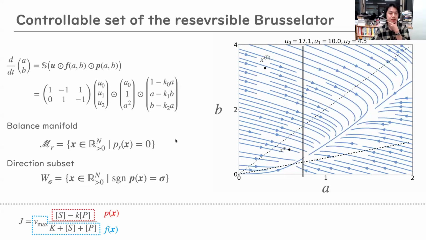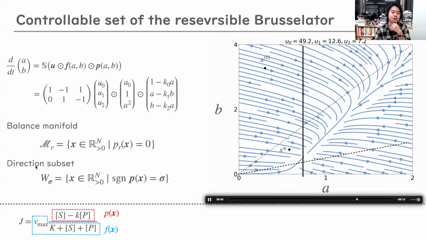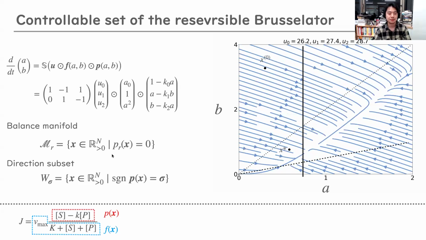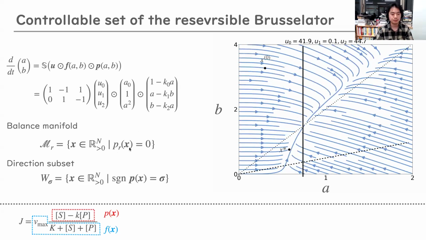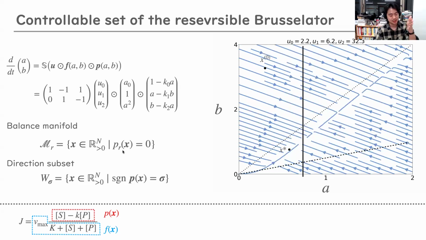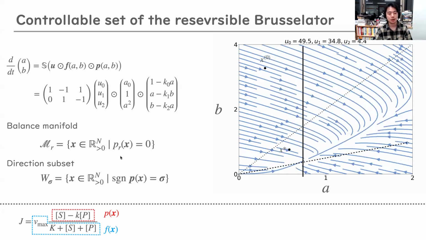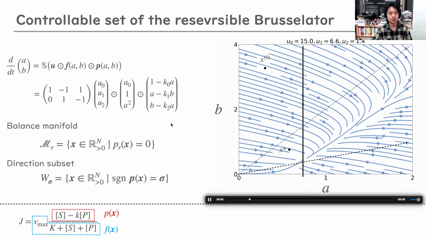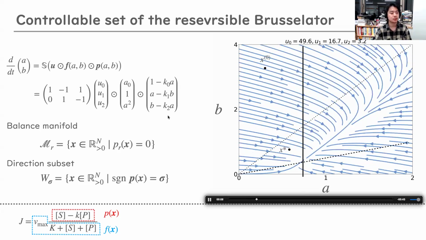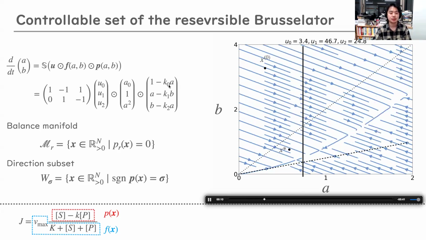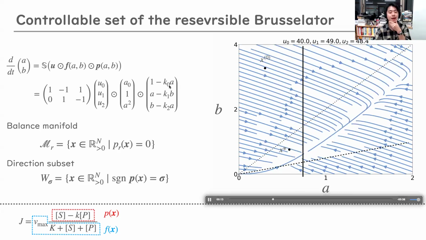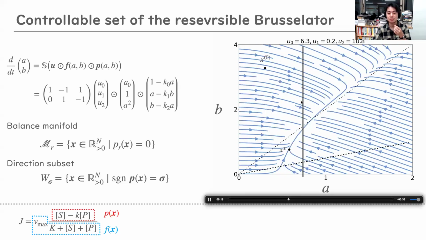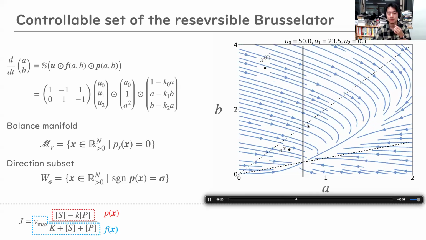So to check the controllability, we introduced the balance manifold and the direction subset. The balance manifold is the zero set of each thermodynamic part function. So it's a subset on which the reaction is at equilibrium. Then I think the balanced manifold of the first reaction is easy to describe. The first reaction is the secretion and uptake reaction of chemical A. So if A becomes 1 over K0, it stops. So the balanced manifold of the first reaction is this one, right?